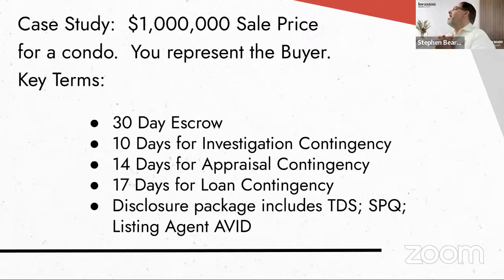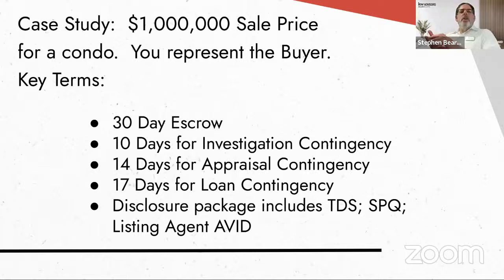So let's take a case study. We're going to now look at all of these 15 things from the point of view of this example. So what's our example? $1 million sale price for a condo where you represent the buyer. Okay. It's a 30-day deal. What does that mean? What happens at 30 days? And what does that mean for the buyer? Yes, thank you, Stephanie. They get their keys. That's all they're thinking. When do I get my keys?